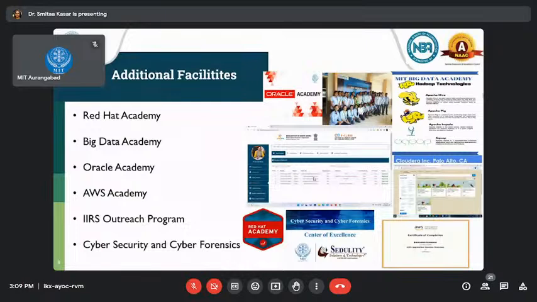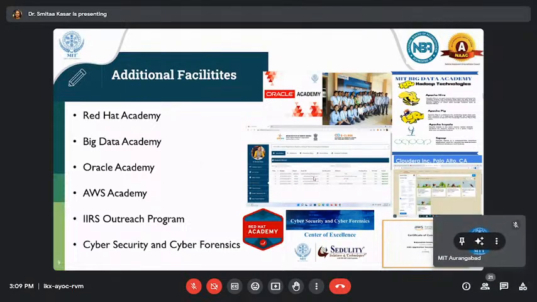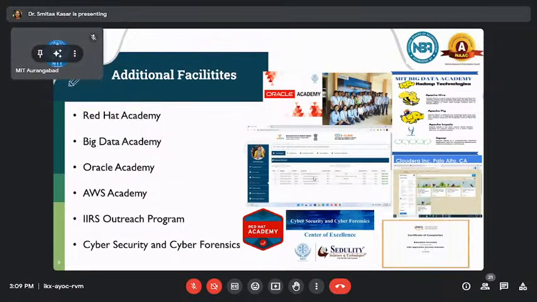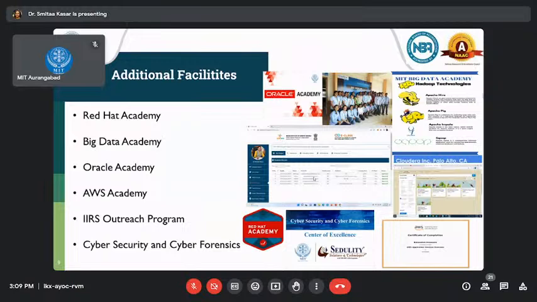We have AWS Academy as well. IIRS Outreach Program. This is related to, we are in touch with Dehradun's ISRO Center. I'll talk about it later as well. We also have a Center of Excellence in cybersecurity and cyber forensics. This we started very recently, in the last year. And I'm happy to say that 10 students have already completed a course on cybersecurity and cyber forensics. These students were from first year, very interested and enthusiastic students to work in this area further.